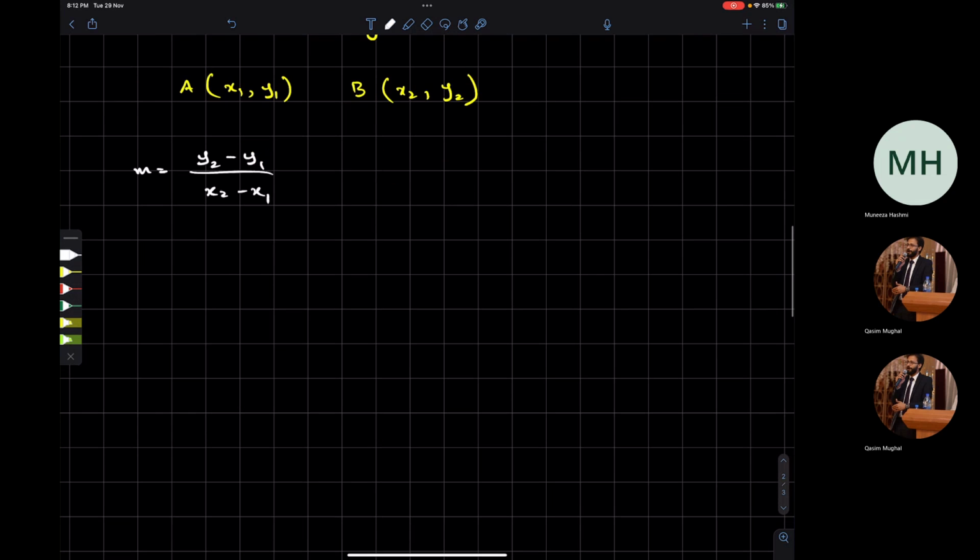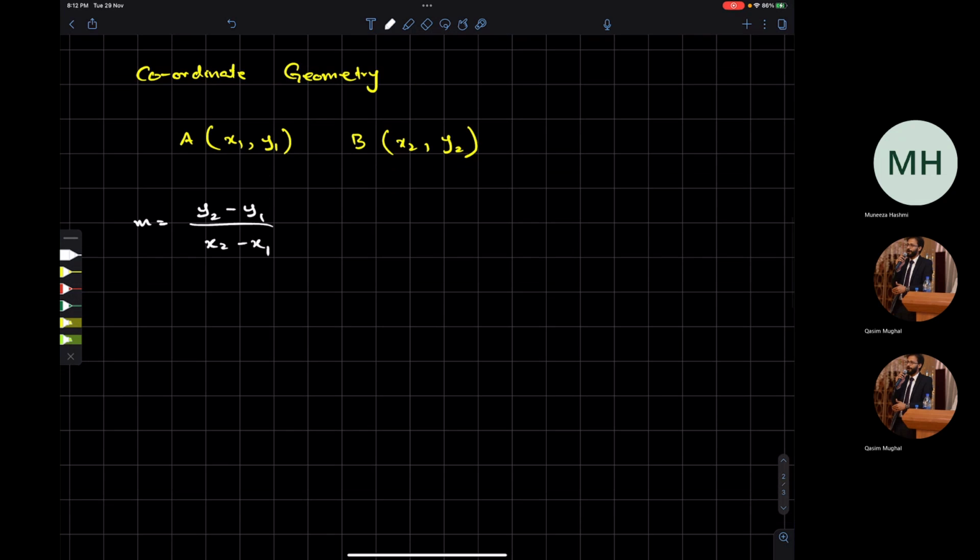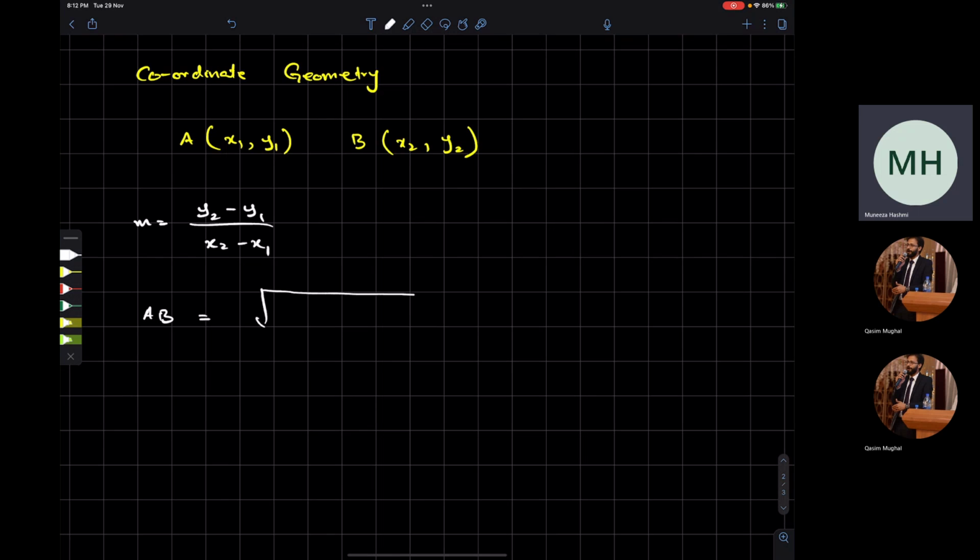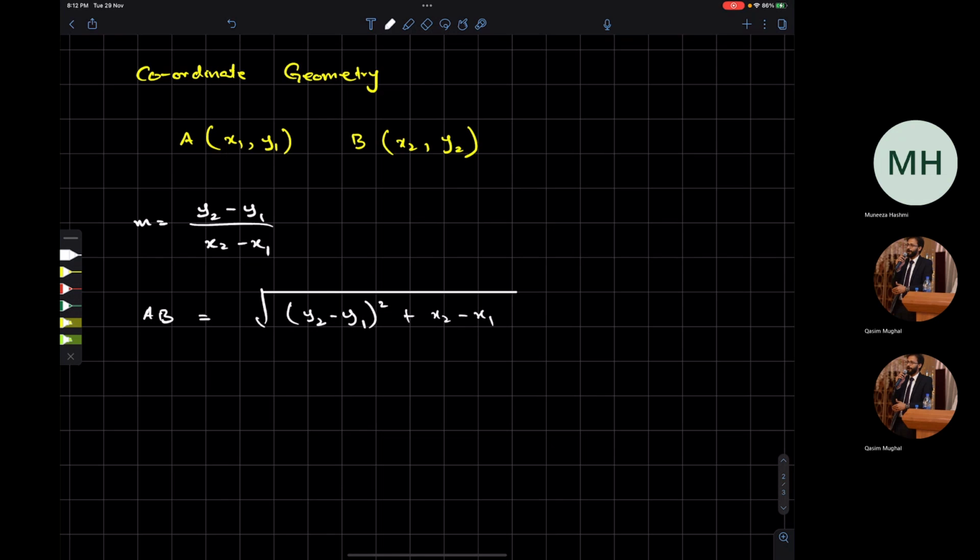All right. Then if you want to find out the distance between A and B, so the length of the line connecting A and B, you'll be using the distance formula, which is the square root of y2 minus y1 whole squared plus x2 minus x1 whole squared. Okay? Yes, sir.